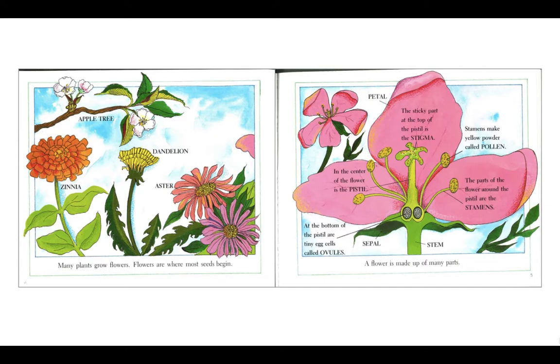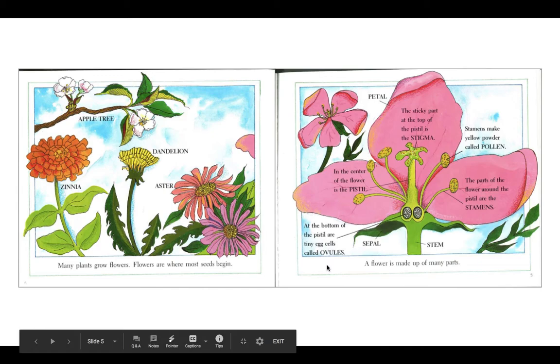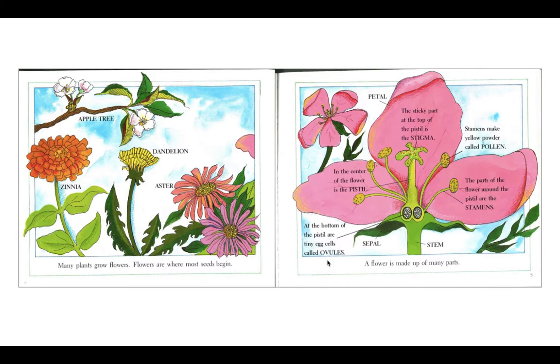Many plants grow flowers. Flowers are where most seeds begin. Zinnia, apple tree, dandelion, aster. A flower is made up of many parts. It has body parts just like we do. At the bottom of the pistil are tiny egg cells called ovules. Here they are. The sepal, the stem.